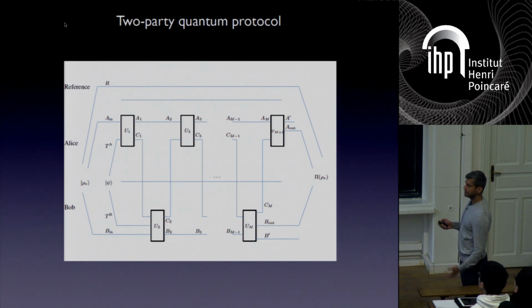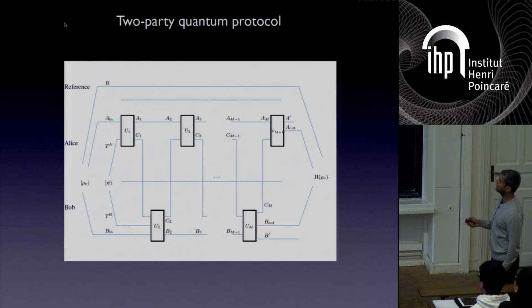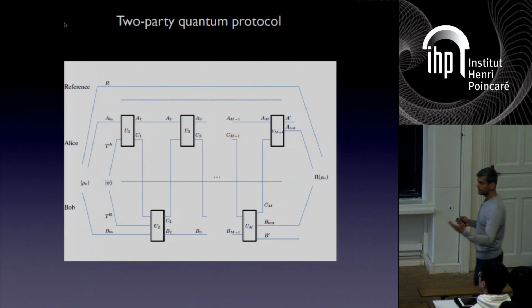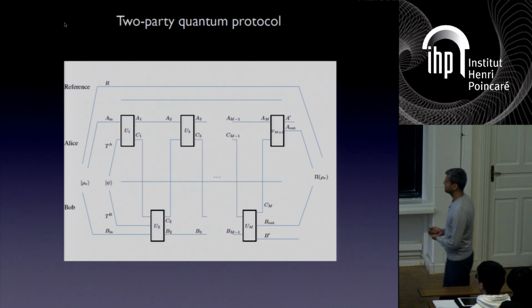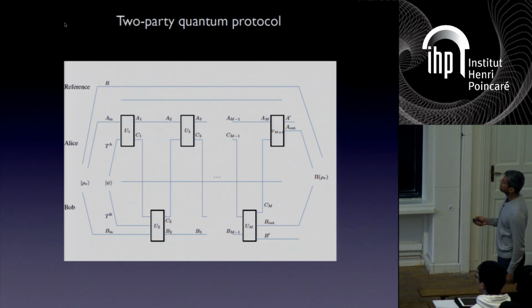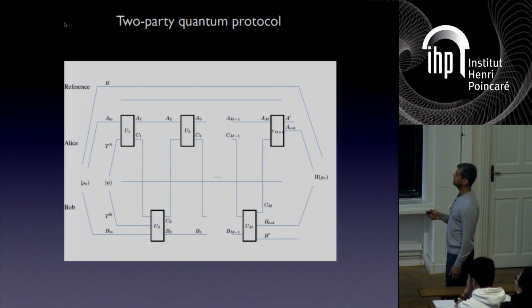You can imagine the setting of computation of a Boolean function where Alice is given an input. She stores it in some register A sub in. Bob gets another input stored in B sub in. Now these are distributed according to some probability distribution, but we think of creating a coherent superposition with a purification in register R, a reference system R. So when R is traced out, A in and B in correspond to the random variables X and Y, which are given to Alice and Bob.